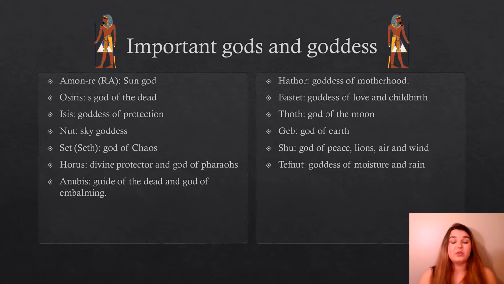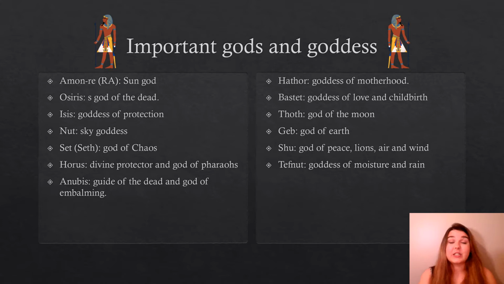Next we have Thoth. You can pronounce this by saying tooth, kind of like the teeth in your mouth. Thoth is the god of the moon. Next we have Geb. Geb is the god of the earth. Next we have Shu, like shoo, fly, you're bothering me. So Shu is the god of peace, lions, air, and wind.